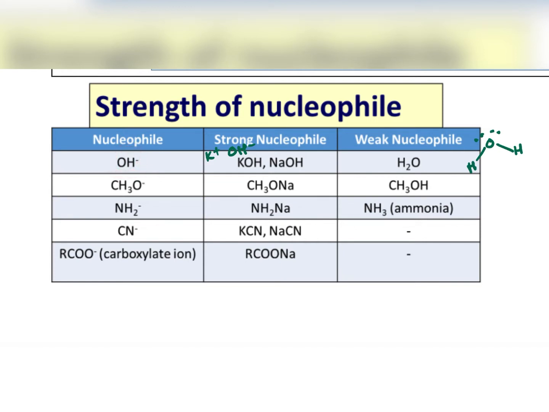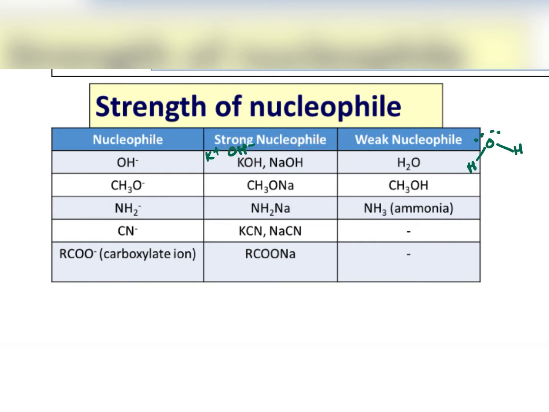Okay, so OH- ion kalau dia attached to metal such as potassium and sodium. So KOH dengan NaOH ni, they are strong nucleophile sebab later it will be K plus ion and OH minus ion. So this OH minus ion we classify them as strong nucleophile.